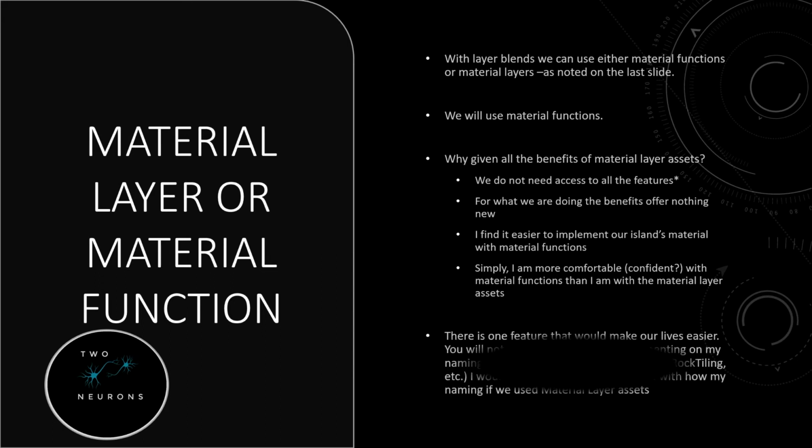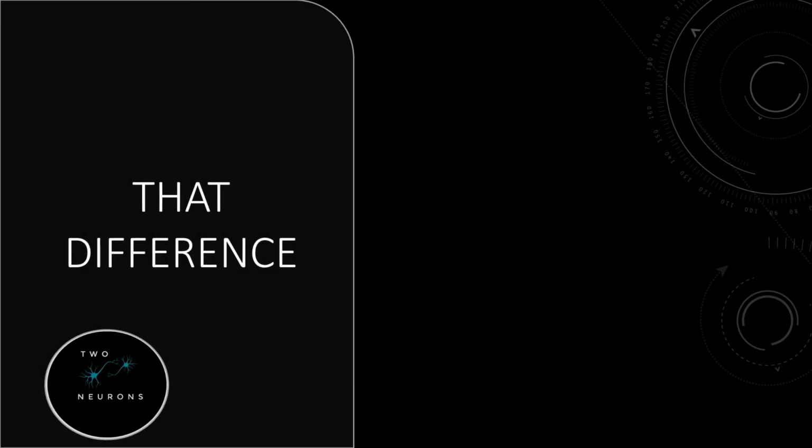Now, there is one feature that would make our lives easier. And you will note that since the start of section 4, when we're working on our water, I have commented on the naming conventions. I did a lot in the last video. I really stressed it. I wouldn't need to be this pedantic if we were using a material layers asset. So let's talk about that difference in a bit more depth. What that difference really is due to is that material instancing that I was talking about a few slides back.